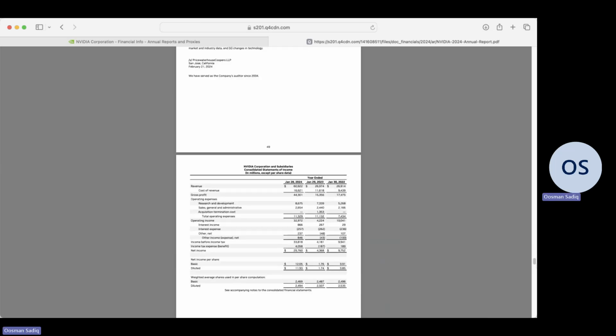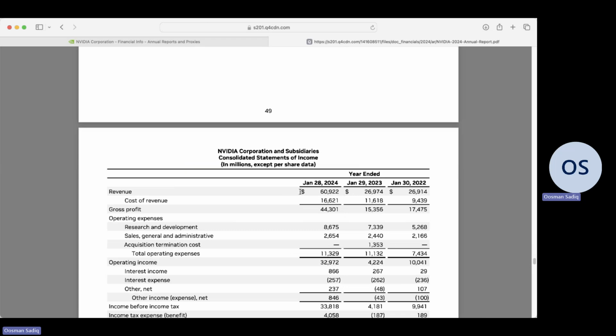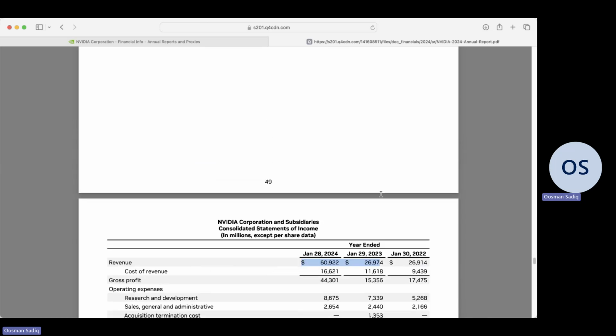So these are the financial statements of NVIDIA. If I look over here, I will see that the revenue has more than doubled. January 2024 was 61 billion, and last year it was 27 billion. So obviously the revenue has doubled. Huge amount of revenue rise. Now, how can you be so sure that this revenue rise is genuine?